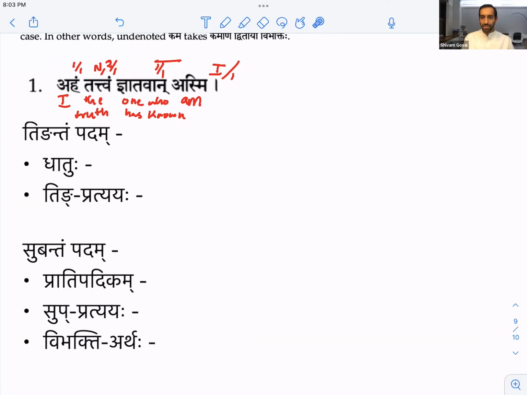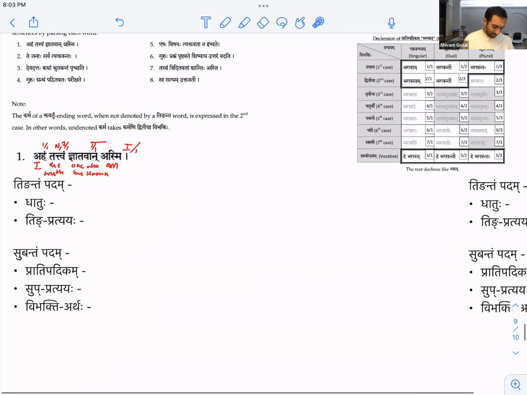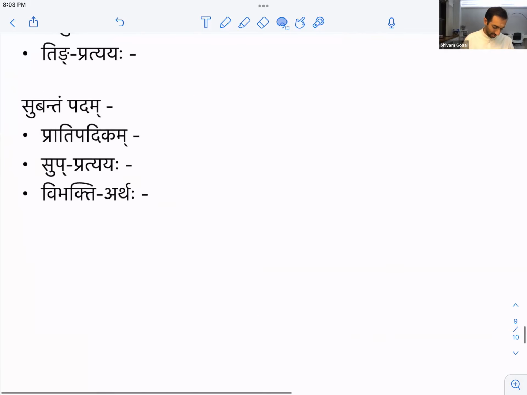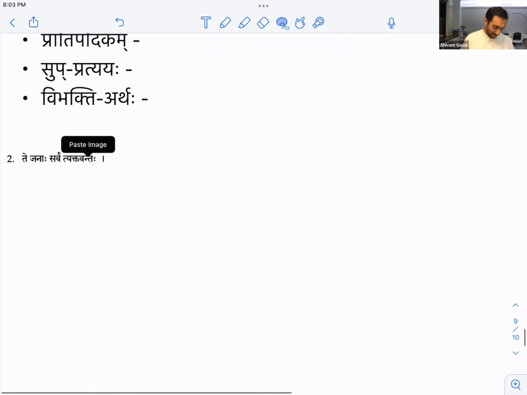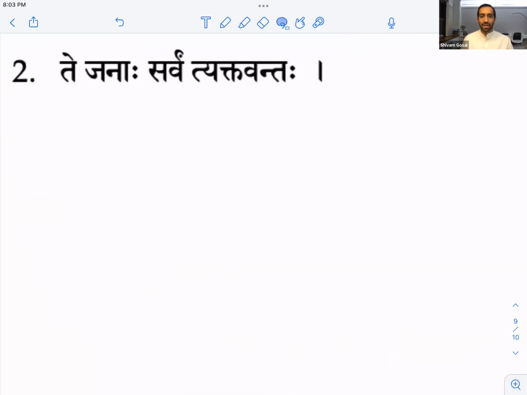Any other questions with this one here? Okay. Let's choose another one. Number 2. I'm going to select this. Te janaha sarvam tyaktavantaha.